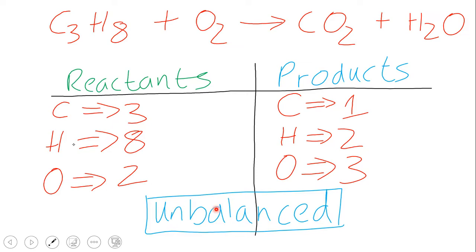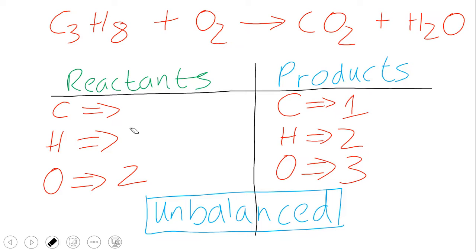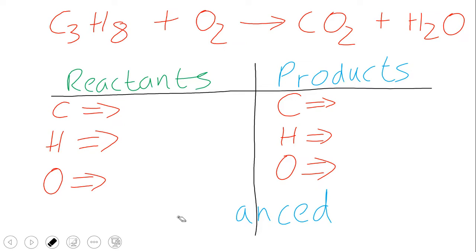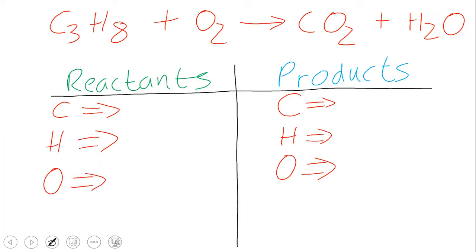So we are dealing with an unbalanced chemical equation, and so let us balance it. We are going to keep the same format, reactants and products, keep the same table. And now we're going to work to make sure that it is balanced.